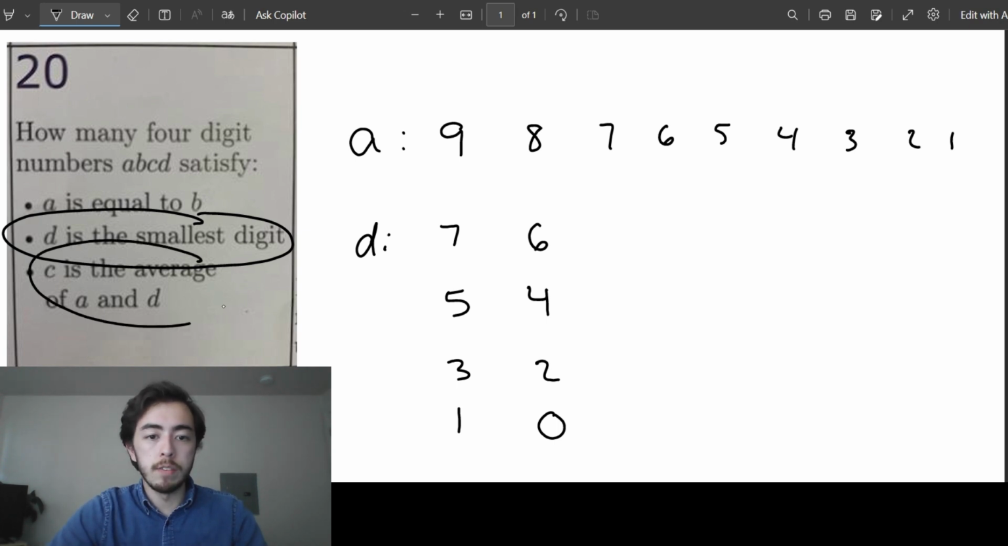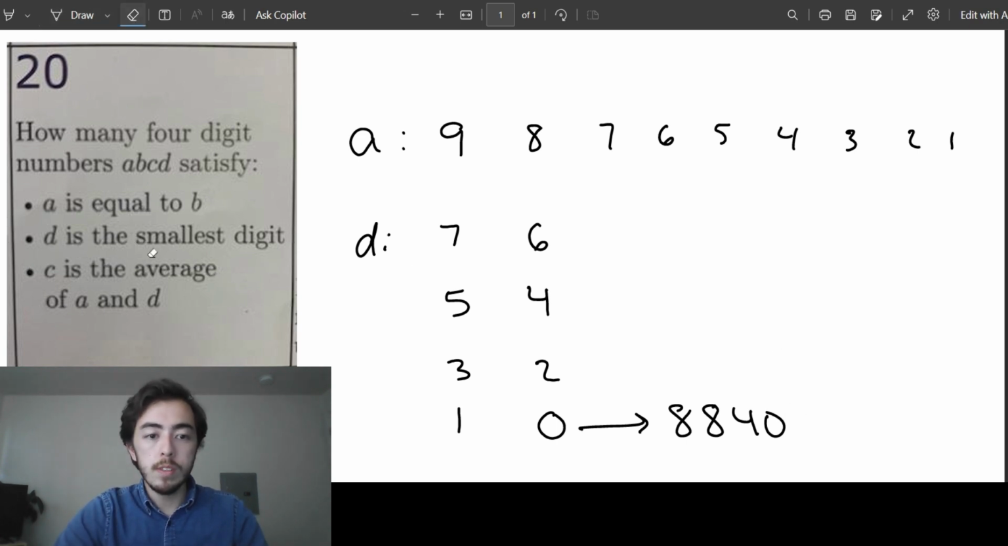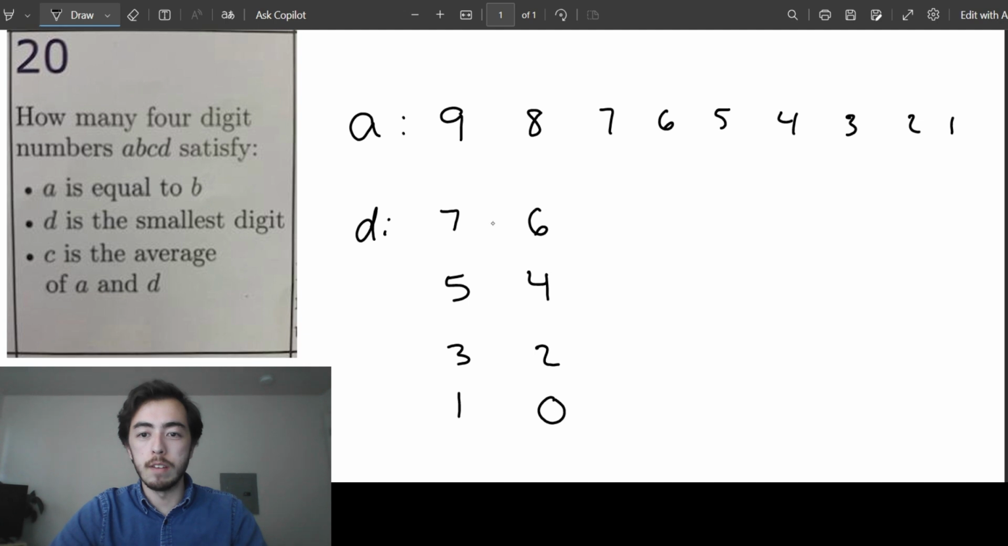And then the average of 8 and 0 is 4. So this 0 right here represents the number 8,840. And that's a 4-digit number. Okay. And so I think this is all the logic we really needed to go through. Now it's pretty easy to just fill out the rest for the rest of the digits for A. Because then, D has to be an odd number, D has to be less. So I'm only allowed to pick 5, 3, or 1. And then when A is 6, I have to pick even numbers. So D could be 4, 2, or 0.